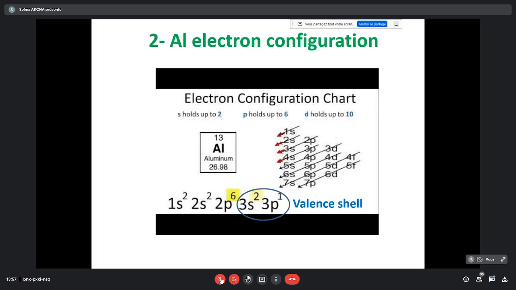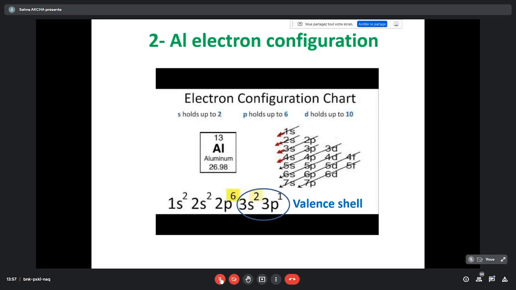All the elements that belong to the block S and P are groups A in French. All the elements that belong to the block D belong to group B in French. Is it crystal clear? Yes, okay, Miss.